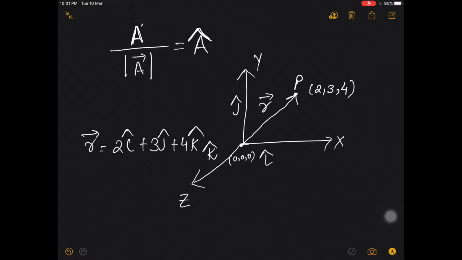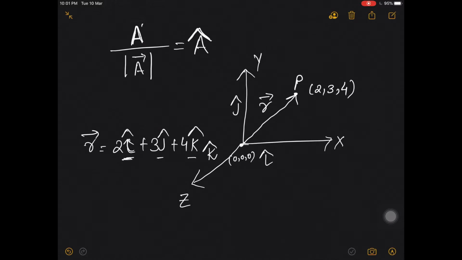So it is very important to mark here the usage of these unit vectors. Okay, so i cap is showing you that this position vector r has component 2 along the x-axis, has component 3 along the j-axis and has component 4 along the k-axis. So this unit vector is giving you the direction of the vectors.